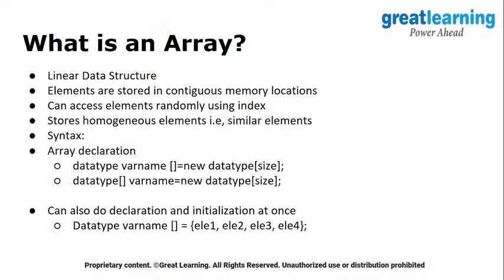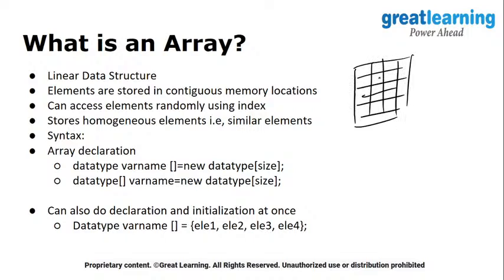Now we have arrays. An array is a linear data structure. What do you mean by linear? Your data will be stored in a linear fashion and in contiguous memory locations. Let's suppose this is your memory, and for simplicity I'm going to use integers as addresses, though they are actually hexadecimal numbers, just for the sake of simplicity.